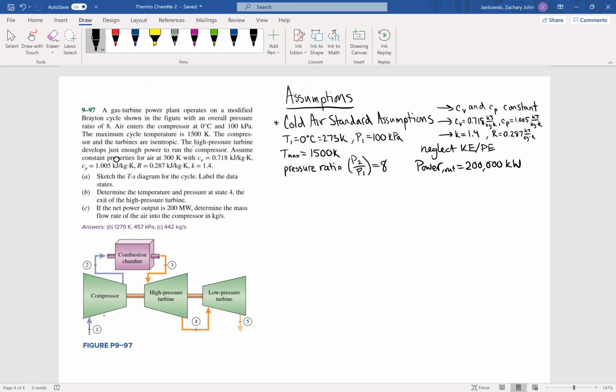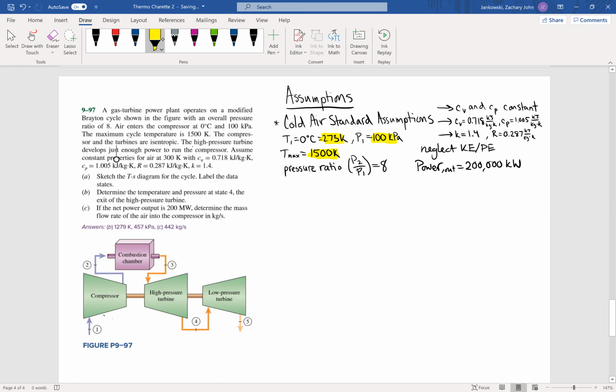So with this said, we're just going to look at the right for the assumptions that I already wrote out. And while it's not explicitly stated, we're going to have cold air standard assumptions. And while it does state that the constant properties are for 300 degrees Kelvin, we note that our inlet temperature is 273 Kelvin because that's what 0 degrees Celsius equals. Additionally, our inlet pressure is 100 kPa and our Tmax is 1500 Kelvin. And while we don't know where exactly that Tmax is, we will define that after we sketch our TS diagram.